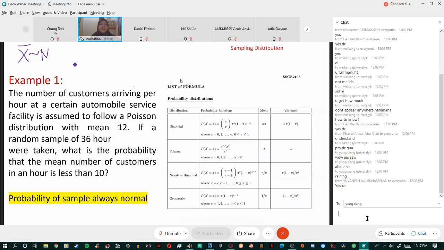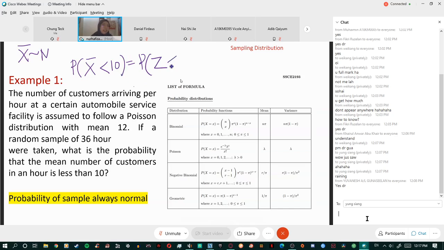And then, when you are finding the probability of the distribution, for example, here first we have X bar, right? For example, X bar less than 10, for this question. Please class, don't forget to change the X bar into the Z.